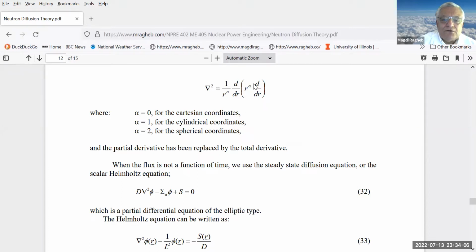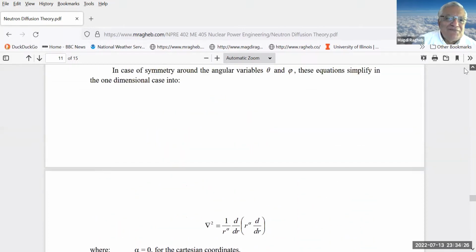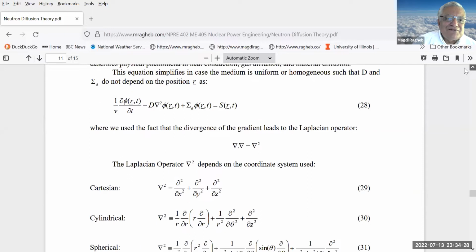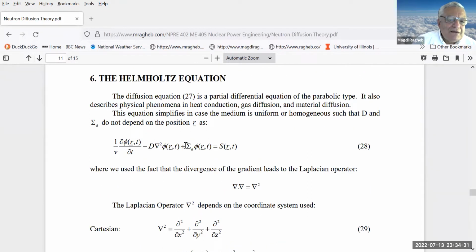So you can write a computer code, and given what alpha you give to the computer code, it will solve the diffusion equation for a reactor or a shield in the Cartesian, cylindrical, or spherical geometry. Now, this equation, still in that form, is very difficult to solve this way. So we try to simplify it so that we can reach insight into simple solutions about existing types of reactors.